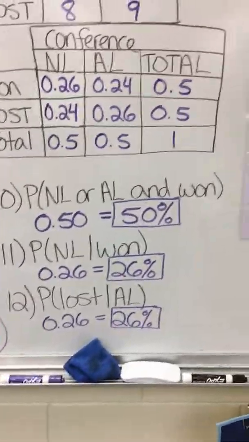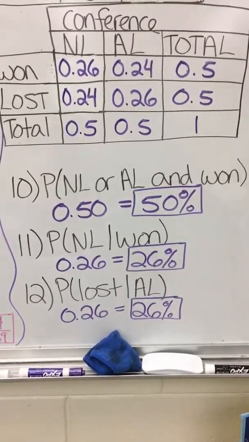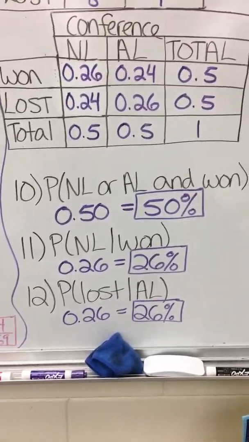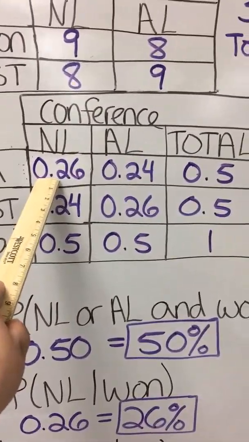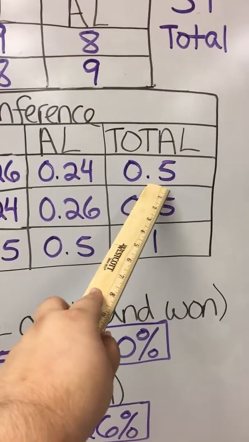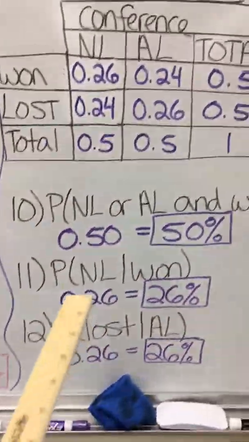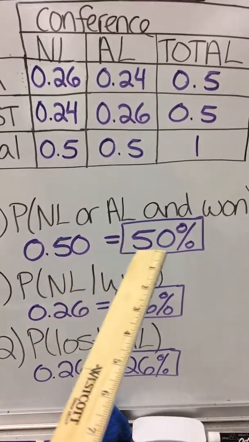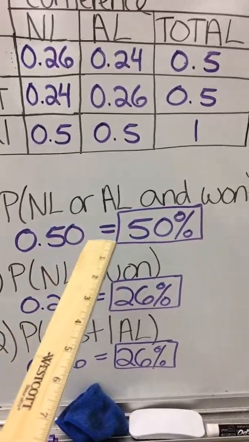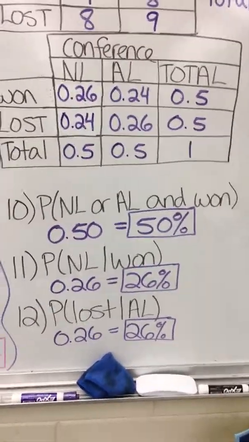For number 10, we have the probability of the National League or the American League, and they won. So we're going to look at both the National League and the American League and the fact that they won. That's 0.26 and 0.24. The total of them combined that they won is 0.5. Remember, we have to multiply by 100 to get our percentage. Move that decimal 2 places to the right, and we get 50%. That's your final answer.